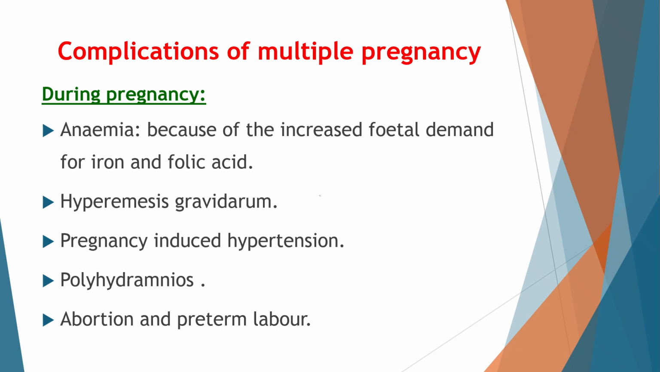Pregnancy-induced hypertension is seen more frequently in multiple pregnancies due to increased placental mass. Polyhydramnios may occur as a result of increased amniotic fluid volume. There is also a higher risk of abortion and preterm labor because the uterus becomes overdistended.